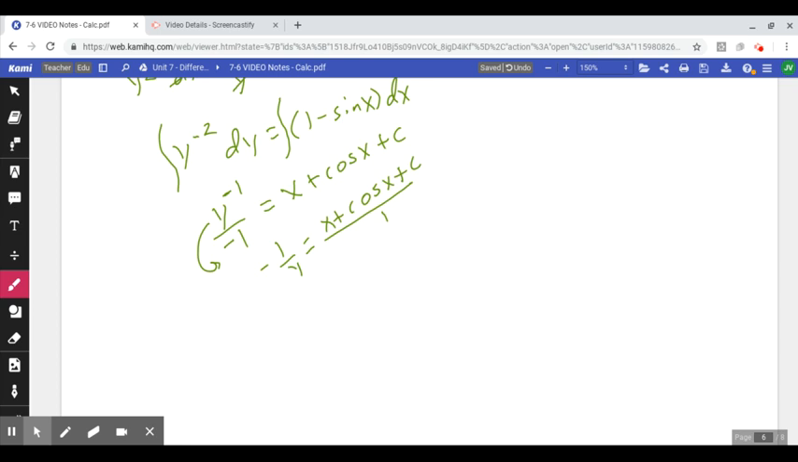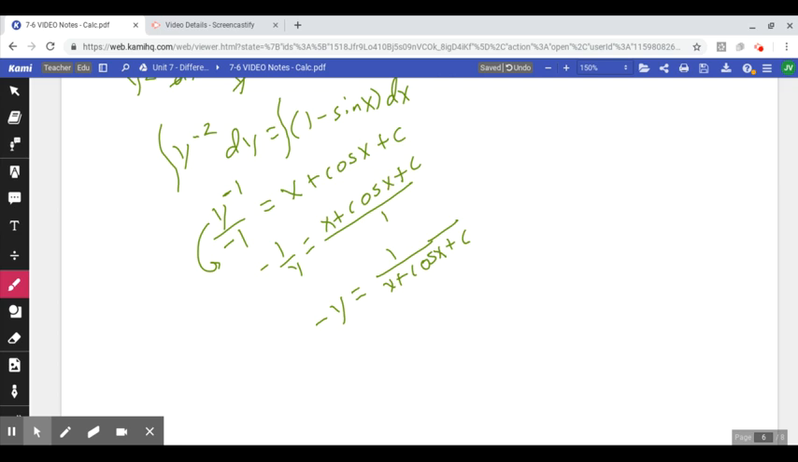So what I'll do now is write negative y. That's the reciprocal of negative 1 over y. And on the right-hand side, I'll write the reciprocal of x plus cosine x plus c over 1, which is 1 over x plus cosine x plus c. You could also multiply by negative y on each side and then divide by x plus cosine x plus c, and you're going to wind up in the exact same spot.